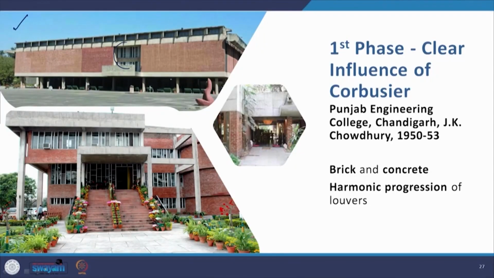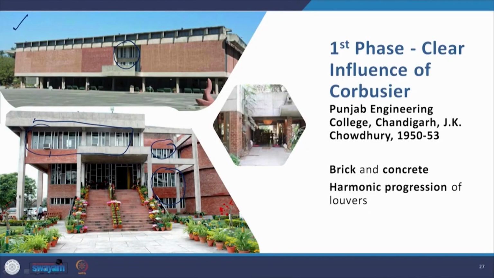Now, there is also the harmonic progression of louvers, and you can study this when you study the Modulor, the modular scale of Corbusier, on your own. Along with that you can study the idea of harmonic progression of louvers, and you see that appearing in J.K. Chaudhary's building also. So not only is it exposed brick and concrete, there is also the harmonic progression of louvers. As you can see, all the louvers are not equidistant from each other.